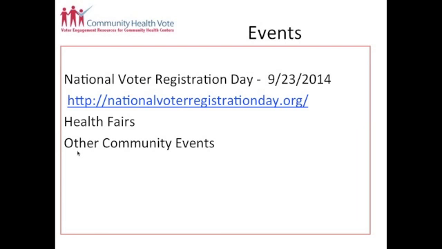And then your health center can also do voter registration at other community events that you're participating in. It again depends on staffing and the kind of event. Next slide.